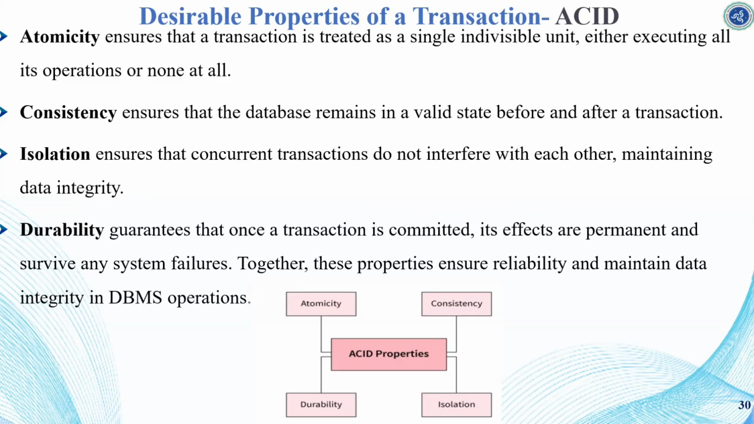Second is the consistency, that is, it ensures that the database remains in a valid state before and after the transactions. If two transactions, A and B, use the same data, then the correct value should be present finally after these two transactions are done.